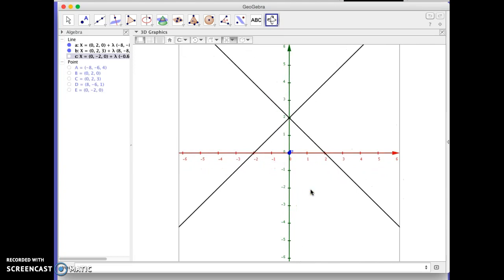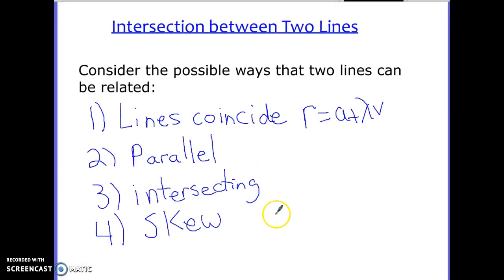I'll come back to that. And so it's hard to tell sometimes whether or not two lines are intersecting or skew. These two are the tough ones to tell. Parallel is easy. They're going to have the same direction vector. If they coincide, that's pretty easy too.